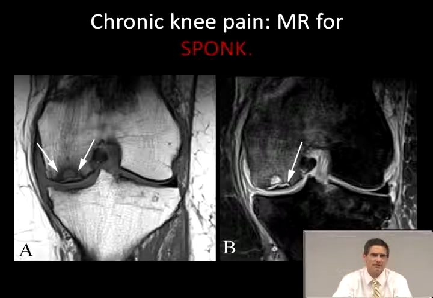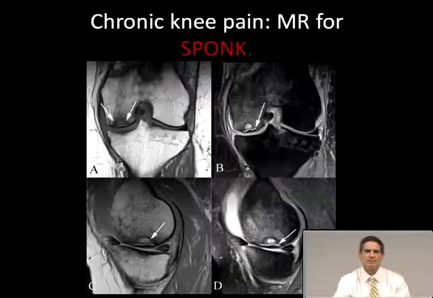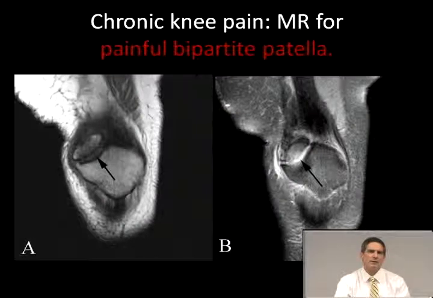Spontaneous osteonecrosis of the knee, which has the delightful acronym SPUNK, which shows you focal abnormal signal along the femoral condyle with that serpentine margin along it, just like avascular necrosis in the hip. There's a sagittal of the same imaging features, composite with coronal and sagittal images of the abnormal area of bone directly beneath the weight-bearing surface along the medial femoral condyle. Symptomatic bipartite patella.